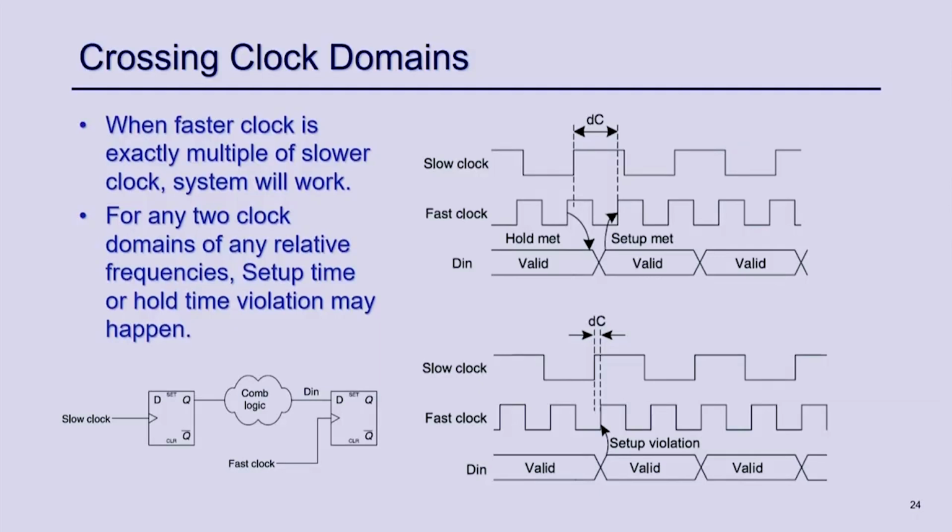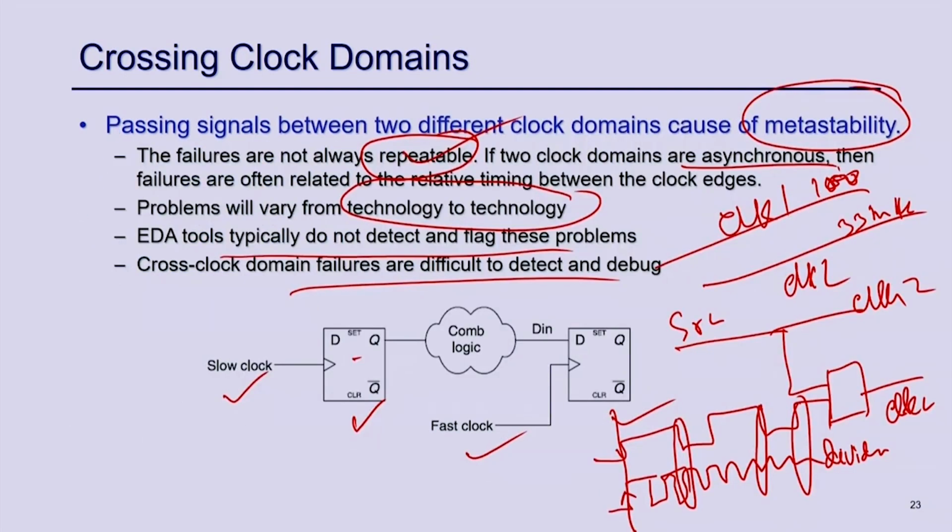So there is a very specific example here. What is happening, and why does this metastability happen? That is a question I am going to ask you.